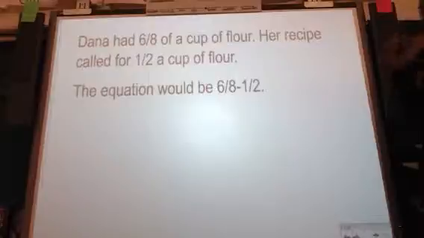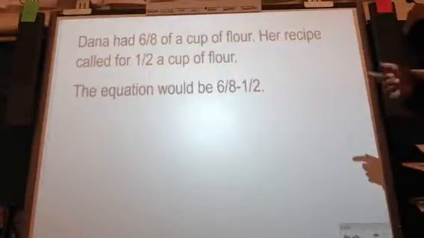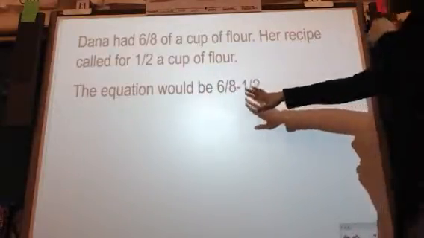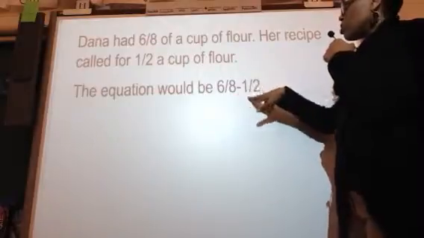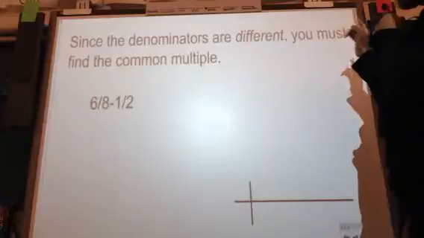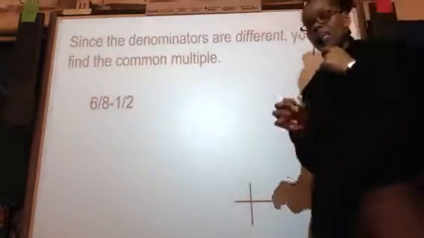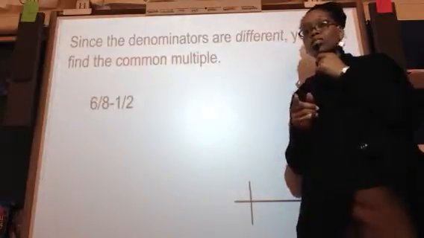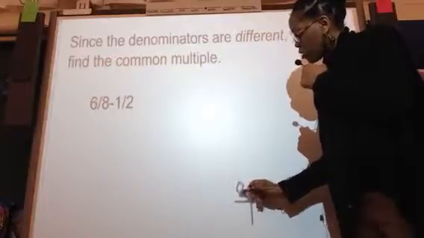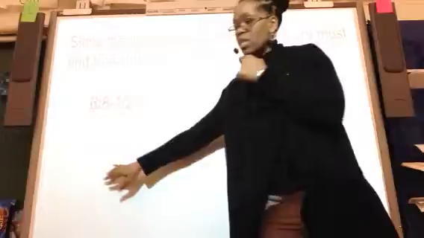Now, why don't you try this? Dana had 6/8 of a cup of flour. Her recipe called for 1/2 a cup of flour. The equation would be 6/8 minus 1/2, because she had 6/8 flour, but she used, subtraction, 1/2 a cup of flour. So since the denominators are different, you must find a common multiple and then get both fractions to the same denominator. I want you to pause the video at this point, see if you can skip count by 8 and skip count by 2 and find a common multiple so that you can get both fractions over to that.